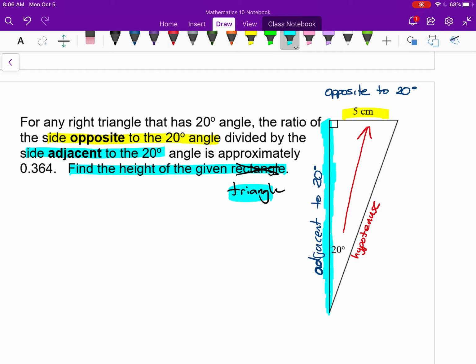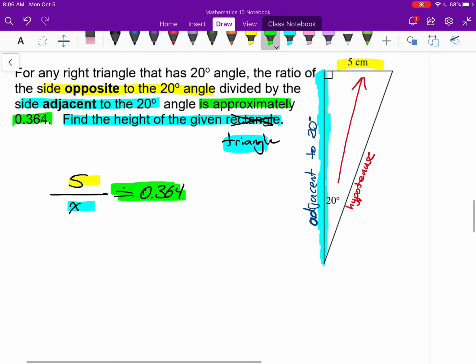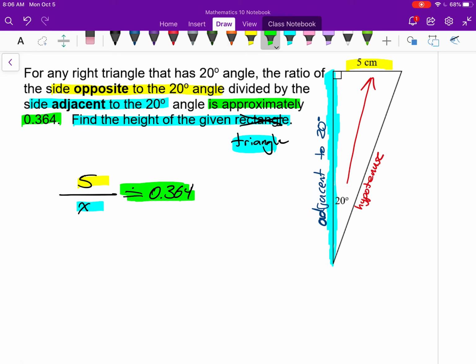So how do I do that? Well, let's start by writing down what it says. If I take the side length opposite to 20 degrees, so 5 centimeters, and I divide by the side adjacent to 20, well, I don't know what that is. I'll call it x. Right, but that's what it says here. The ratio of the side opposite to 20 divided by the side adjacent to 20 is approximately 0.364. So I've just now taken that information that was told to us in the question, and I've written it as a quick little equation. So now find the height, find x.